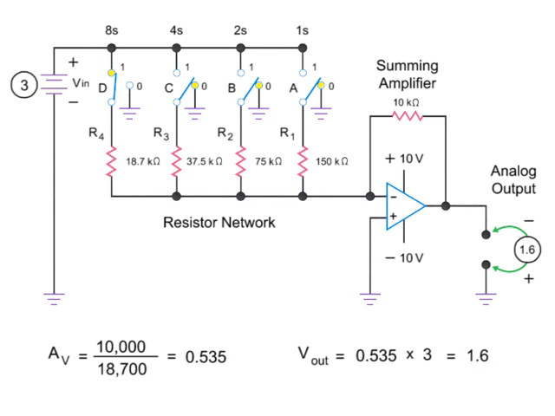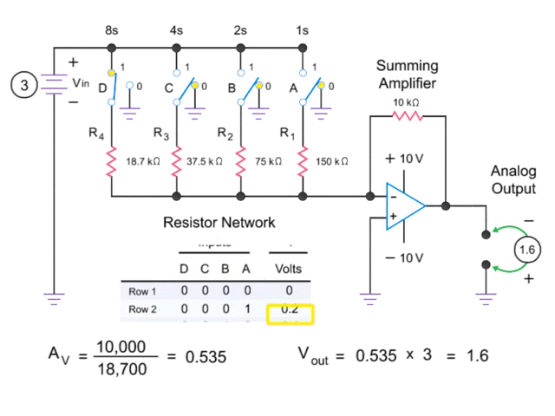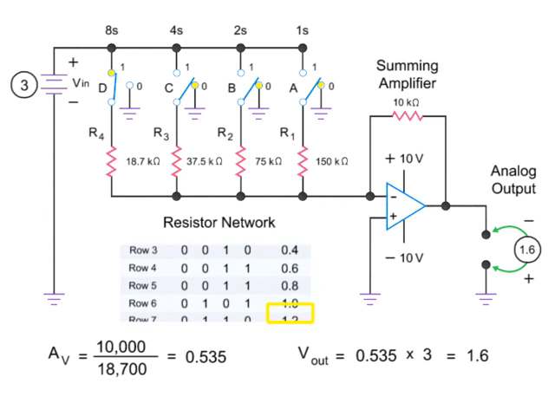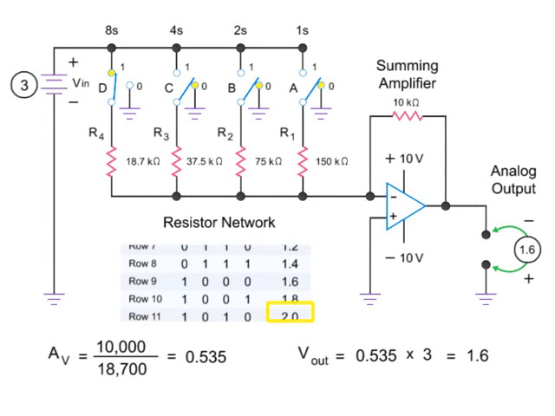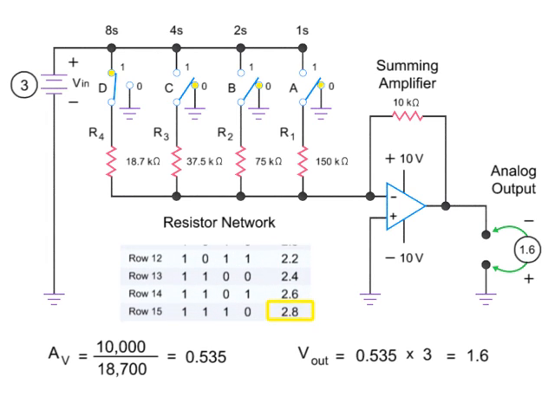As previously mentioned, observe how the voltage increments by 0.2 as we open and close the various switches based on binary inputs. Finally, we can generate an output of 3 volts by inputting binary code 1111.